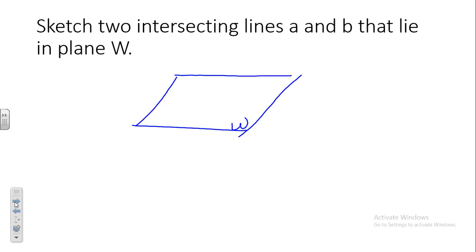Two intersecting lines. So we want to show that they're on the plane and that they cross each other. And how do we label them? Good. We want an A and a B right next to them, lowercase a, lowercase b. Okay? If we were writing those out, we would have to write the word line A and line B. We can't use the line symbol on top. Everyone have something similar to this?